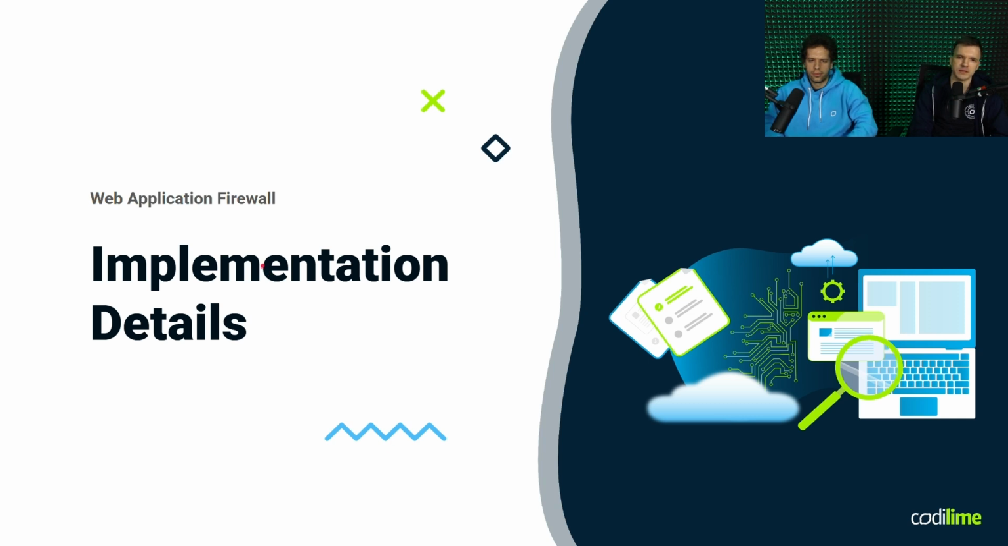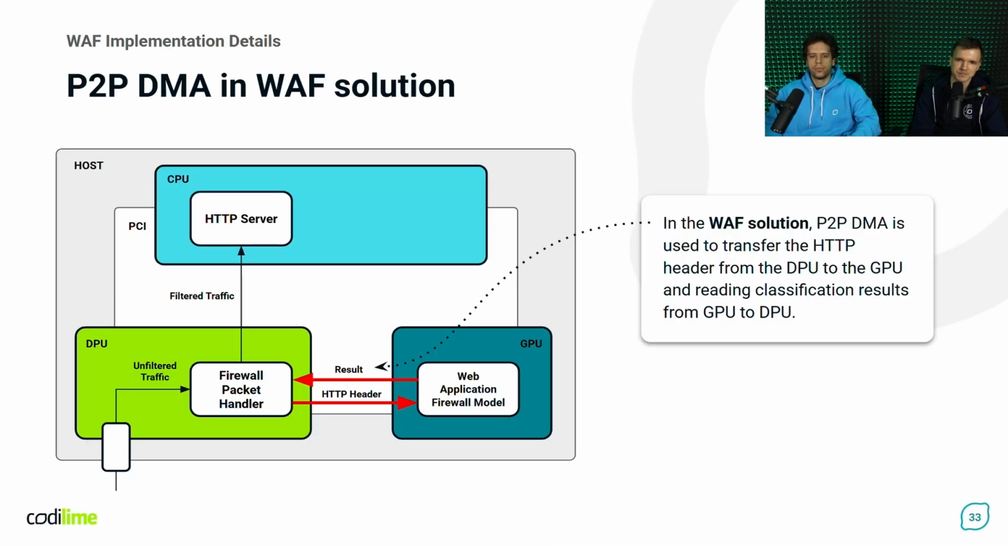Okay, so in order to eliminate the CPU usage from the packet processing of the firewall, we had to use some interesting technologies. And now in this part of the presentation, I want to take a closer look at some parts of our solution. So first of all, I want to talk about how we managed to directly copy data between DPU and GPU without the CPU memory in between.